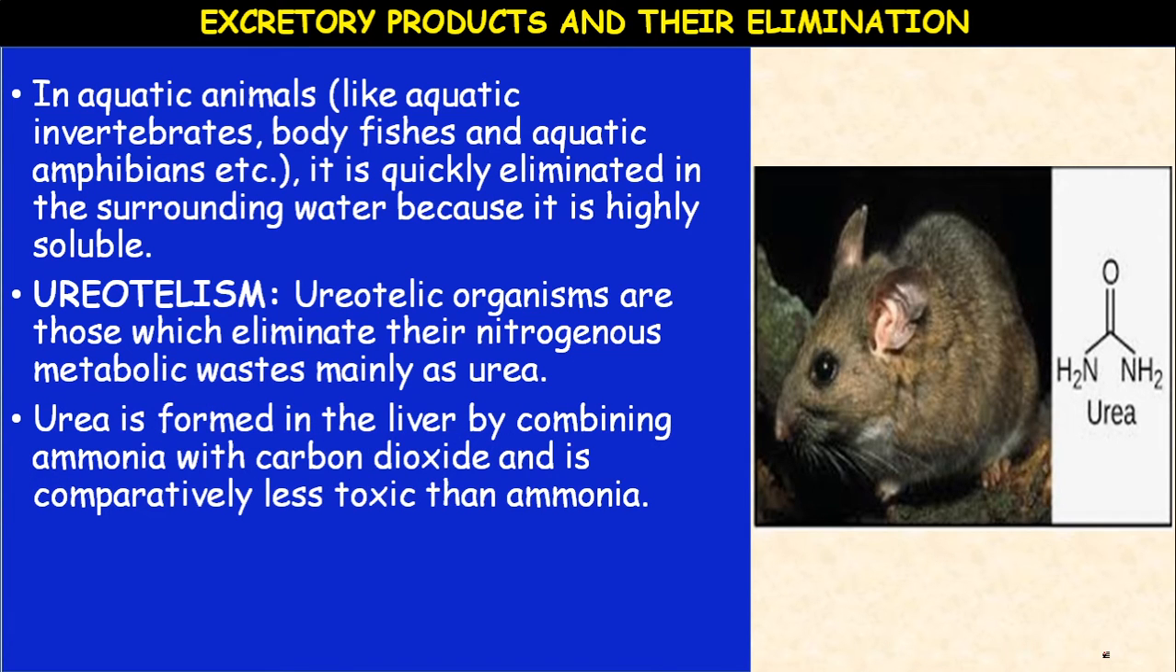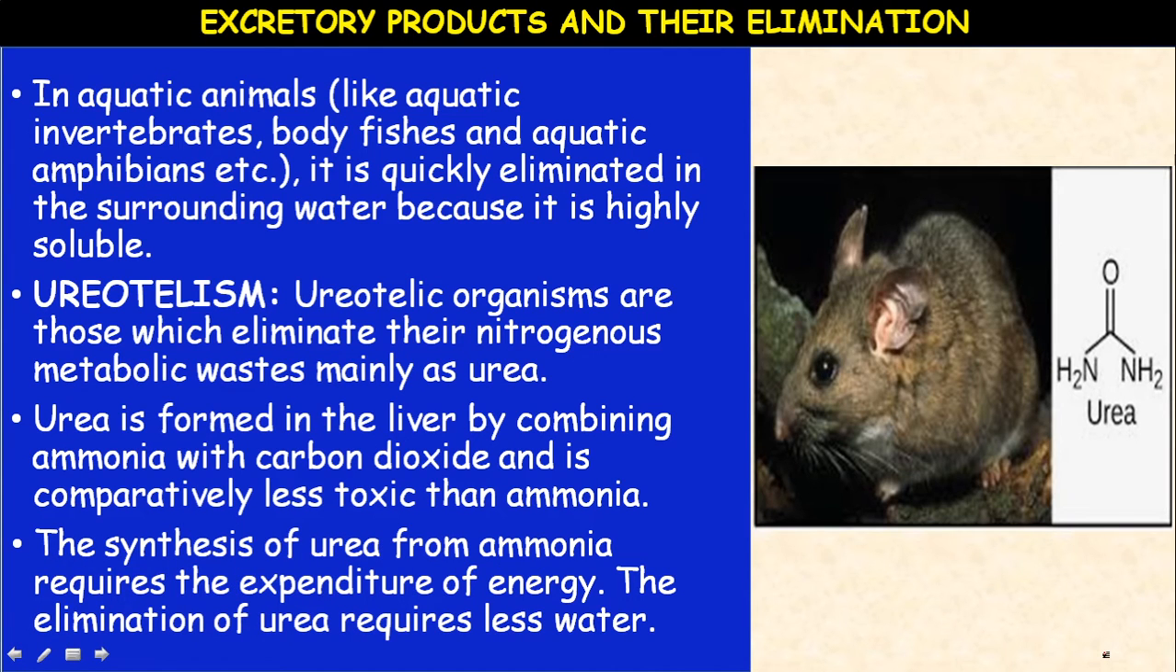Okay. Urea is formed in the liver by combining ammonia with carbon dioxide and is comparatively less toxic than ammonia. So there is one specific cycle that takes place in terrestrial animals, mammals. That is the ornithine cycle. It is a special cycle that takes place in the liver. The conversion of highly toxic ammonia into urea is called the ornithine cycle.